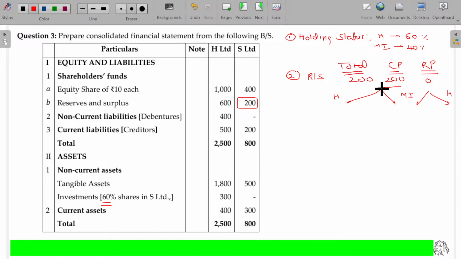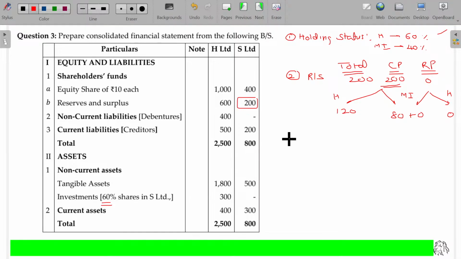The capital profit being 200 rupees, out of that the holding company share being 60%, 120, and 40% is for the minority interest, which is 80 rupees. And in revenue profit, this is being 0 only. It has no meaning at all.